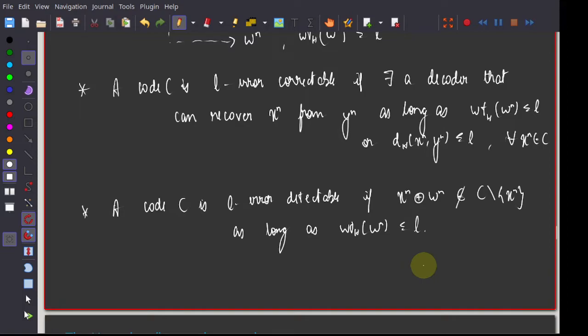So what can you say about the Hamming distance between every pair of code words in a code which is L error detectable? Suppose I give you a code and I say that this can detect L errors. That's one parameter, the error detection capability of a code. And there's another parameter that I'm interested in, which is the minimum Hamming distance between every pair of code words.